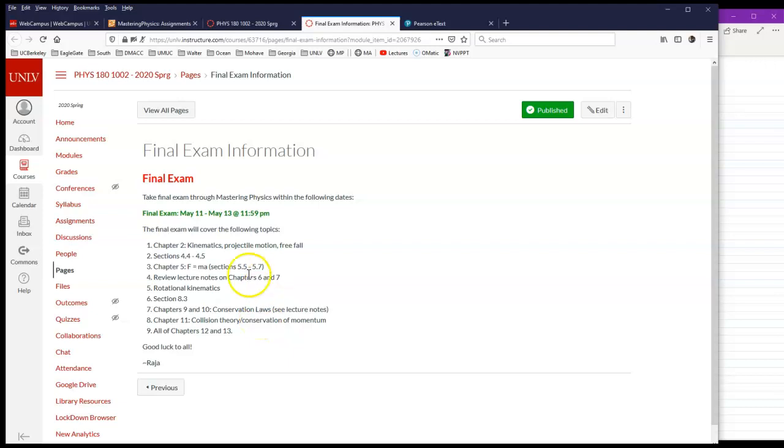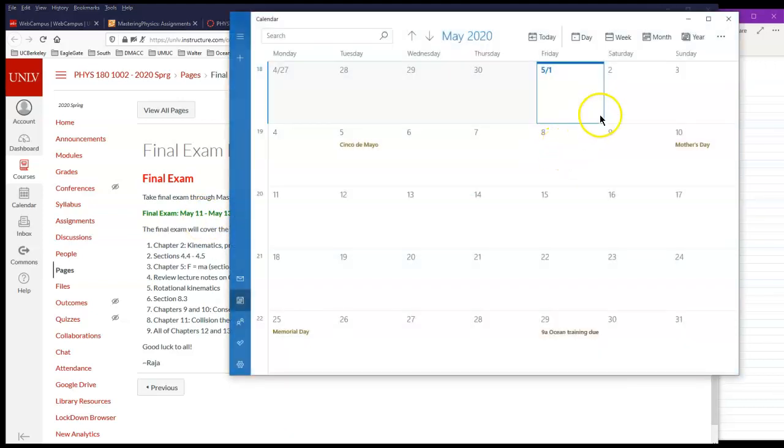Oh, and by the way, before I forget, for the final exam I am going to make it follow the final exam schedule from before the online transition, where the exams begin on May 11th and finish around May 13th. So I am going to open the exam on May 11th, which is a Monday, and it is going to close on Wednesday. That's going to be all under Mastering Physics.